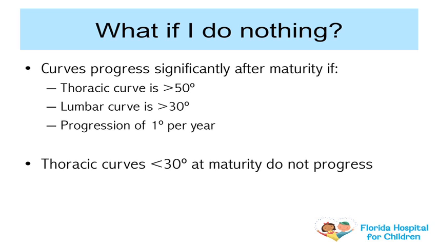So if the child reaches maturity and the curve in that location is larger than those two numbers, it's likely not to stop. And as an adult, it's likely to continue to get worse at a rate of about 1 degree a year. The smaller curves, which are less than 30 degrees, generally don't progress at all after maturity.